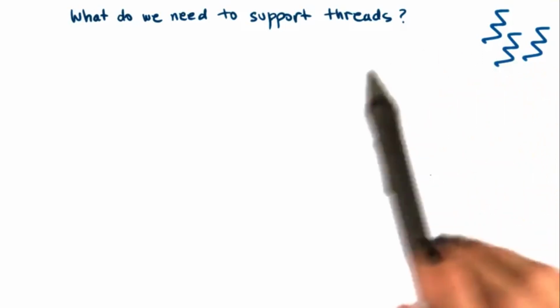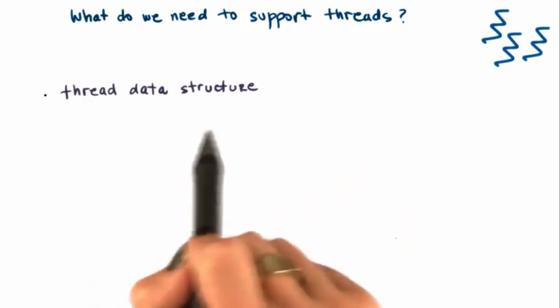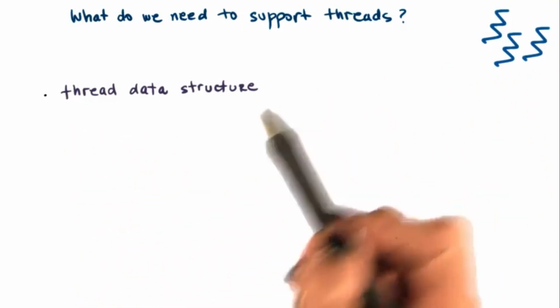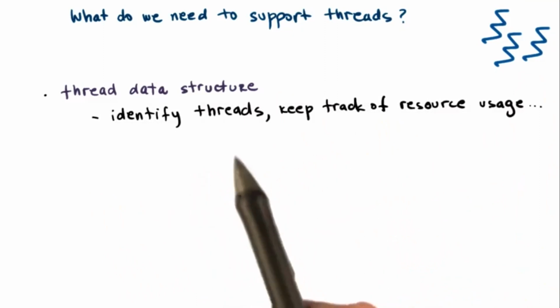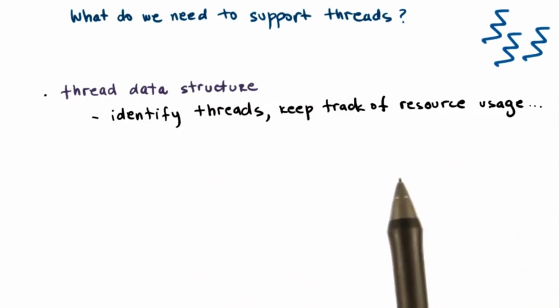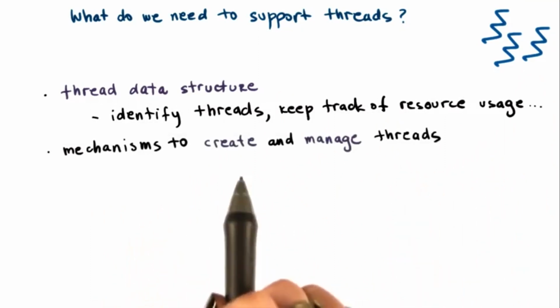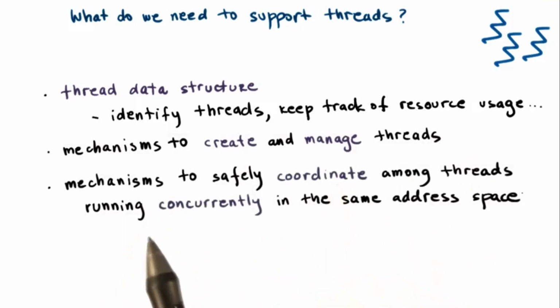Now that we know what threads are, what is it that we need in order to support them? First, we must have some data structure that will allow us to distinguish a thread from a process. This data structure should allow us to identify a specific thread and to keep track of their resource usage. Then we must have some mechanisms to create and to manage threads. In addition, we also need mechanisms to allow threads to coordinate amongst each other, especially when there are certain dependencies between their execution when these threads are executing concurrently.